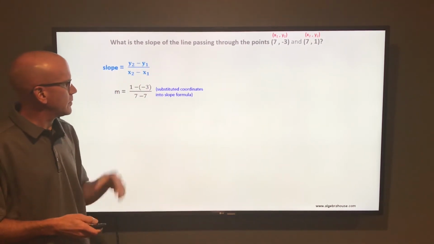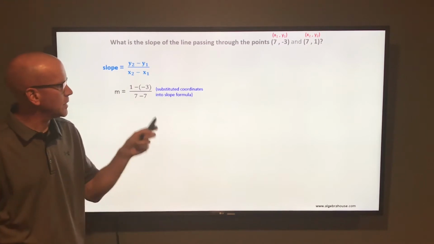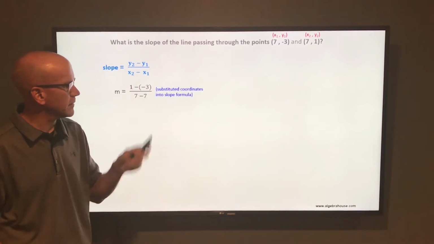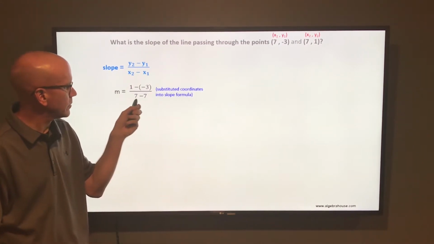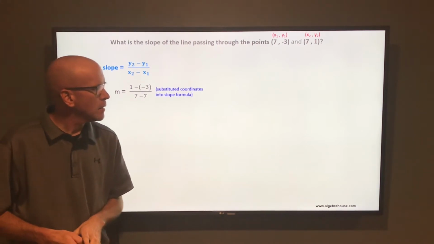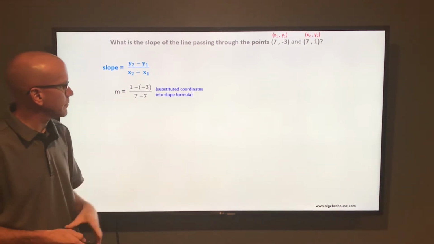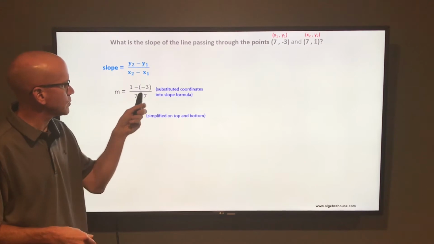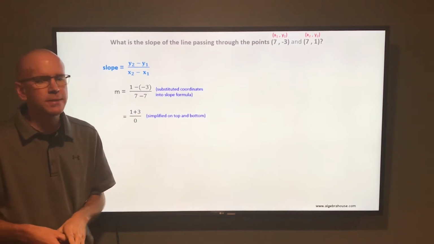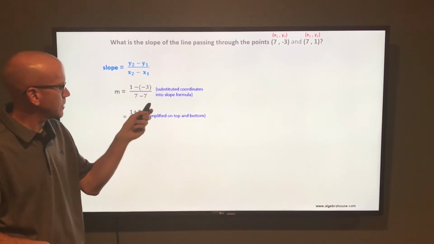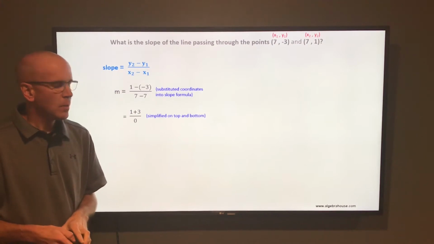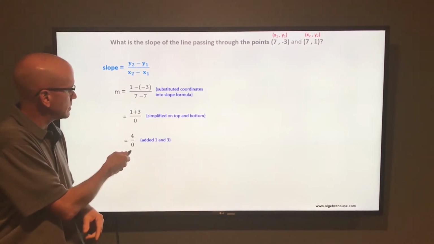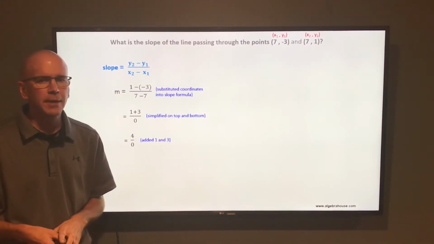So change in y over change in x. Change in y is the vertical change, 1 minus a negative 3. The change in x, that's the horizontal change, 7 minus 7. So to work through this, 1 minus a negative 3 in the numerator, that would be 1 plus 3 because minus a negative becomes plus. And in the denominator, 7 minus 7 is 0. 1 plus 3 in the numerator is 4. And you still have 0 in the denominator.